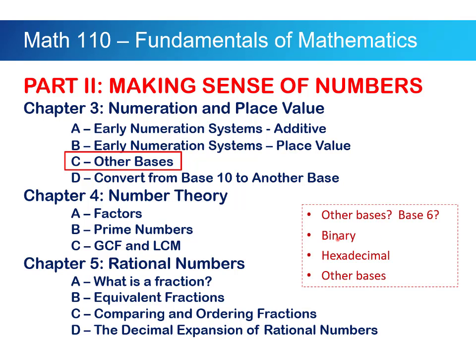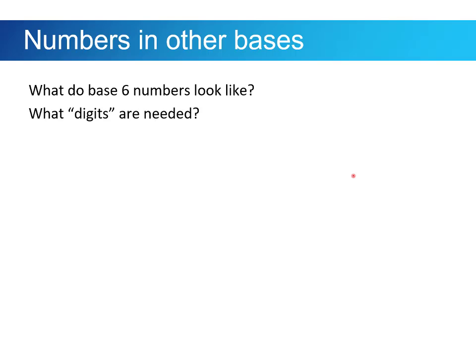Like, for example, what would a base 6 number system look like? We'll talk about binary and hexadecimal numbers, that's base 2 and base 16. Those are used a lot in computer science. And then we'll just think about other bases in general. All right, let's get into it.